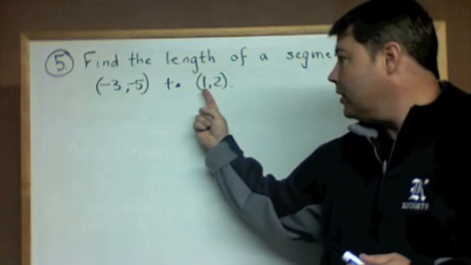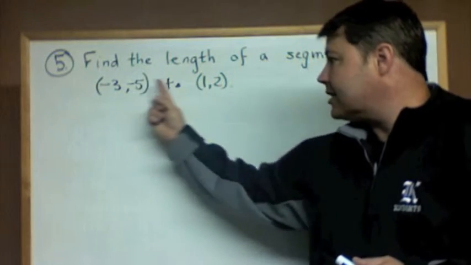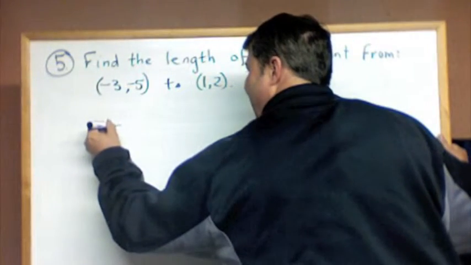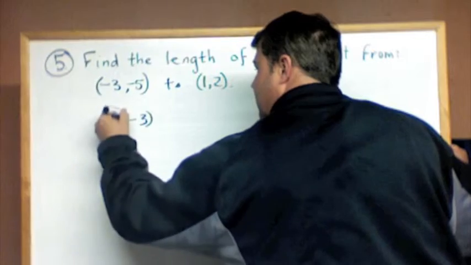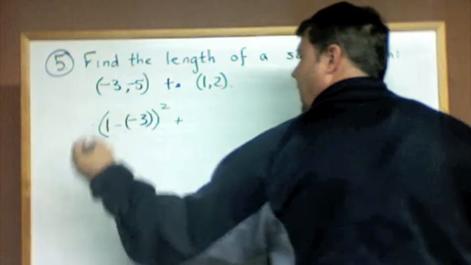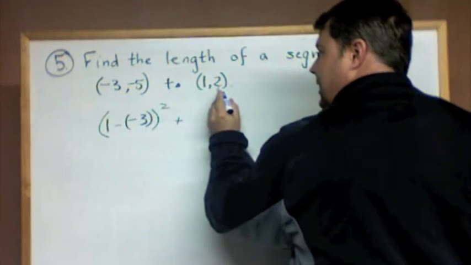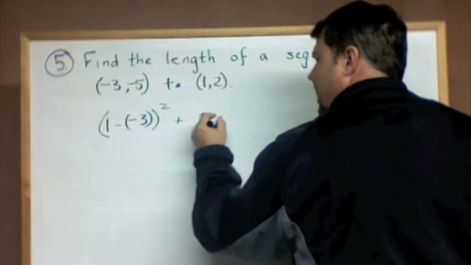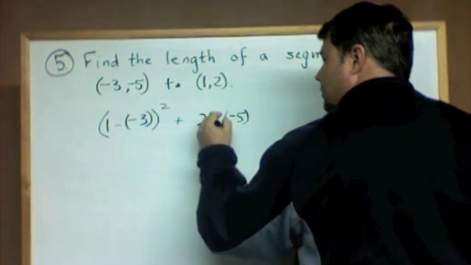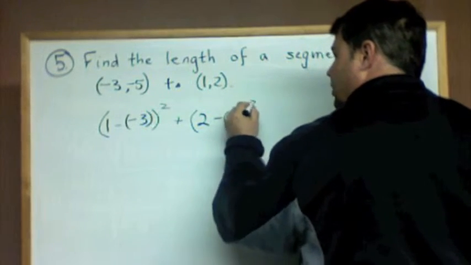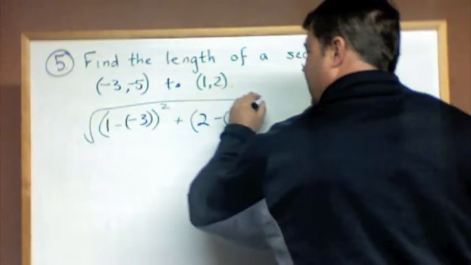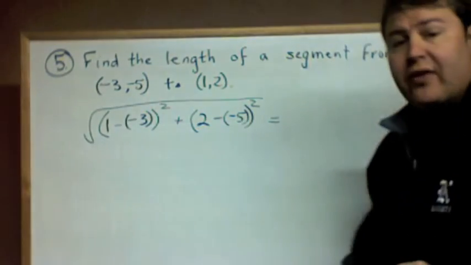Well, all I'm going to do is take my second x and subtract my first x. So it's 1 subtract -3, and then I'm going to square that result, plus I'm going to take the second y, that's 2, and subtract the first y, -5. Then that result I'm going to square. And when I add those, I'm going to square root the whole thing. I just applied the distance formula to that.